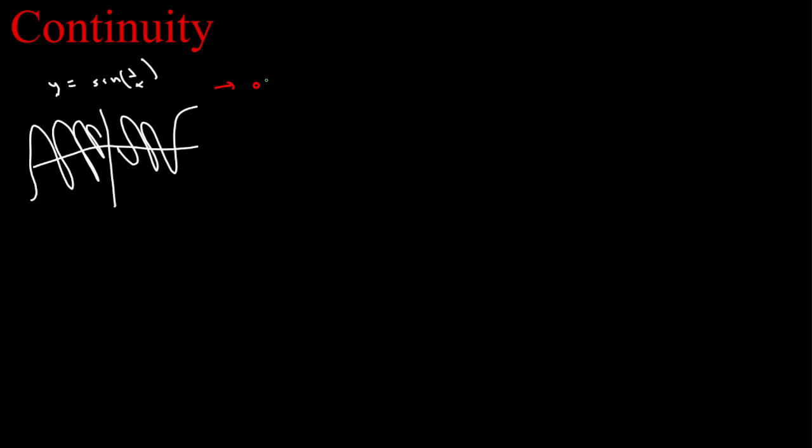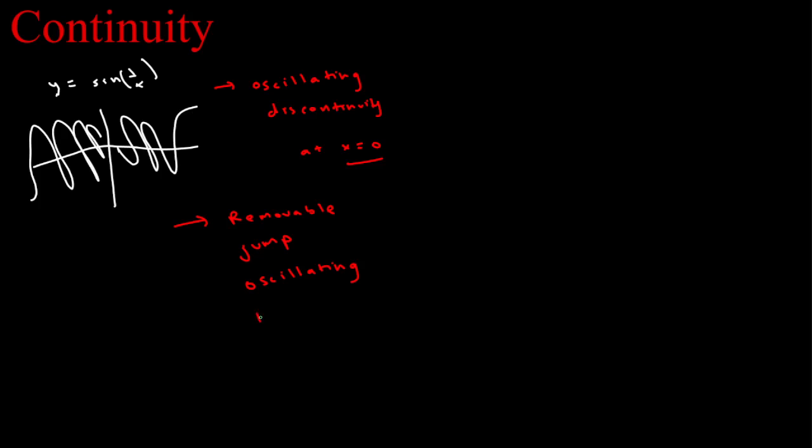So this is an oscillating discontinuity at x equals 0. Because it's oscillating so fast and the numbers start changing at such a high pace that we don't know what's happening at 0. So in summary, there's a removable discontinuity, there's jump, there's oscillating, and there is infinite.